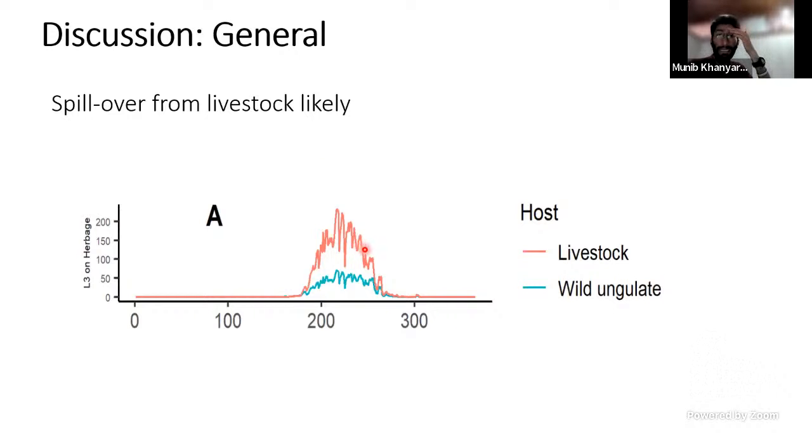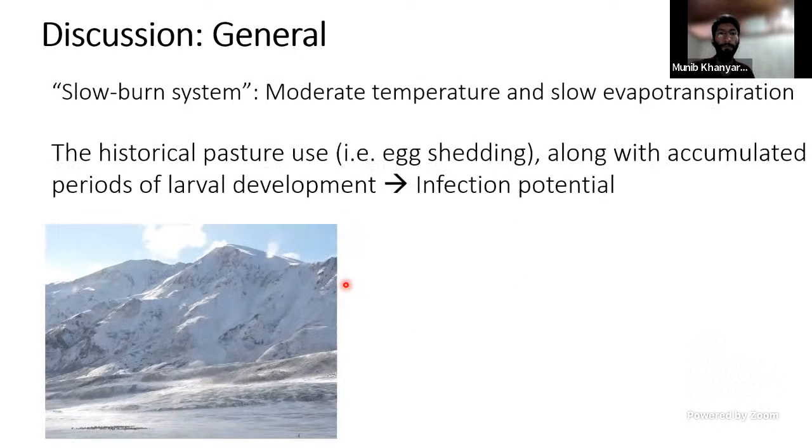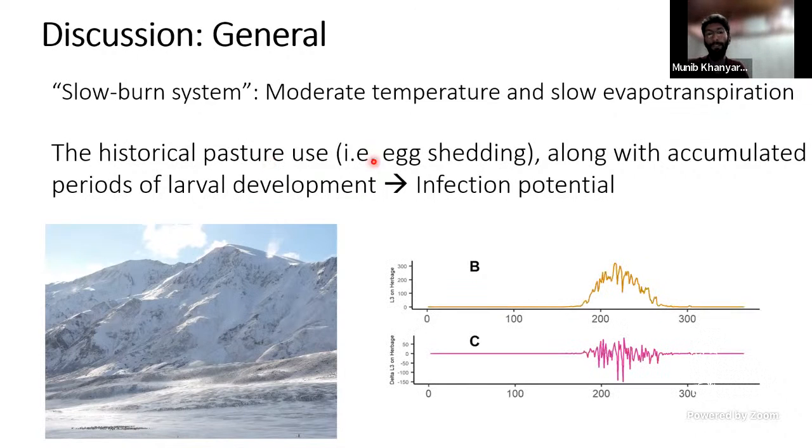Spillover from livestock is very likely, at least in our system. As you can see, they contribute almost twice as much partial infectivity as ungulates. These are slow burn systems. Moderate temperature and slow evapotranspiration result in this trend of historical pasture use or egg shedding, then accumulation of infective larva on pasture, which then governs this infection potential.